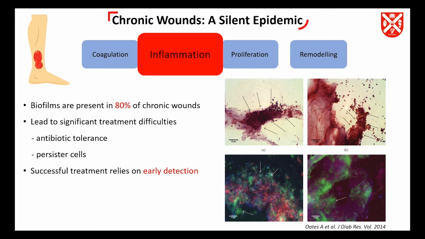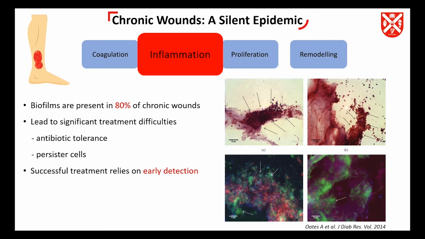So biofilms are actually present in up to 80% of all chronic wounds, and as we know, they lead to significant treatment difficulties in terms of heightened antibiotic tolerance and the formation of persister cells. One of the top methods for treating chronic wounds is surgical debridement, but this is often unsuccessful as it will miss bacteria inhabiting the deep layers of the skin, which can then propagate infection once again, and so you're back to square one. So successful treatment really relies on early detection.